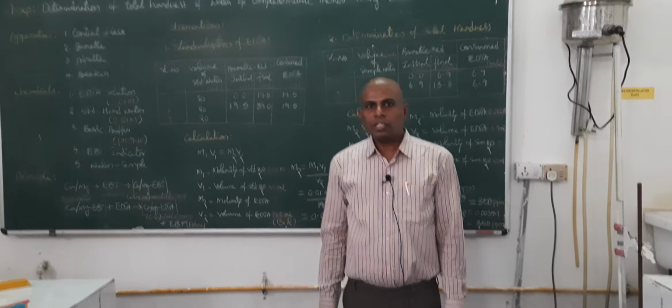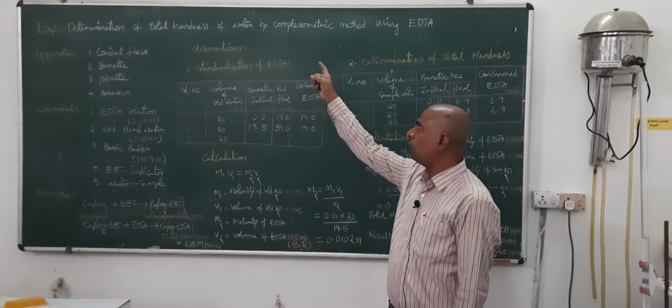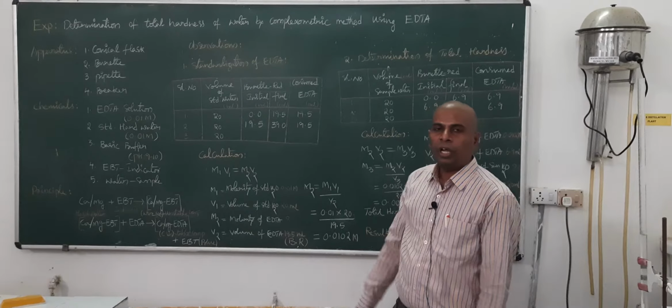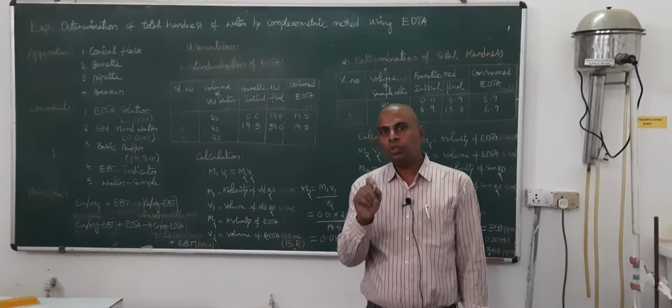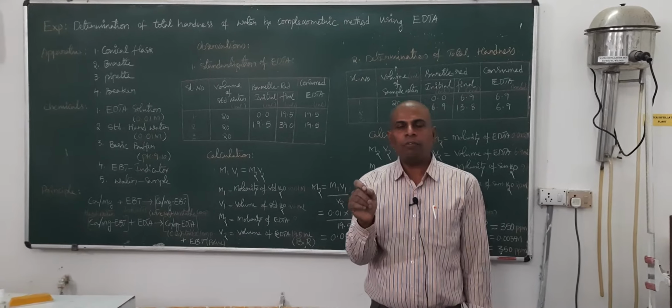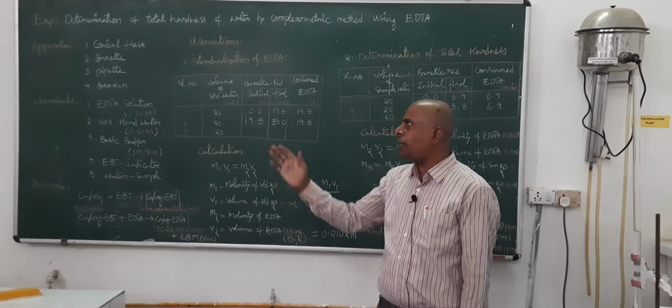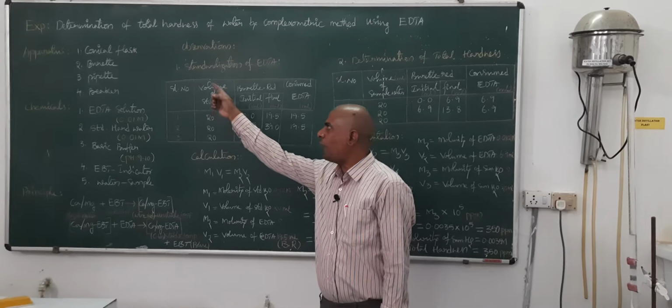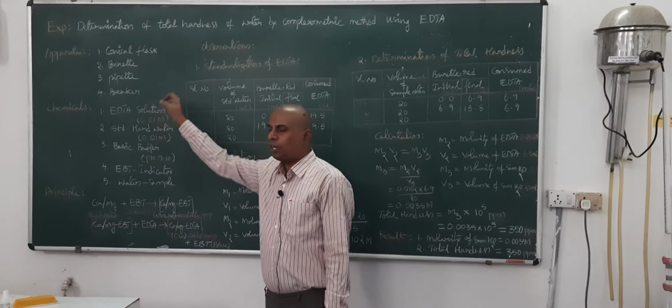Today we are going to explain determination of total hardness of water by complexometric method using EDTA. In this method we are going to determine total hardness of any water sample. So in this experiment, what apparatus do we require? We require a conical flask, a burette, a pipette, and a beaker.